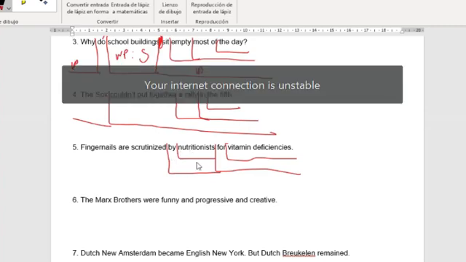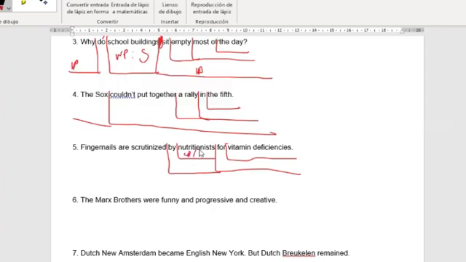So if this is in passive, this is the object of the preposition, but at the same time, it is the logical subject. The logical subject. Yes. So you say object of preposition, logical subject. Because then you say nutritionists scrutinize fingernails. You see?